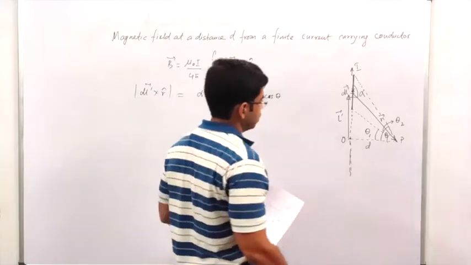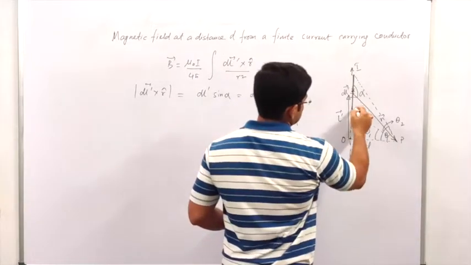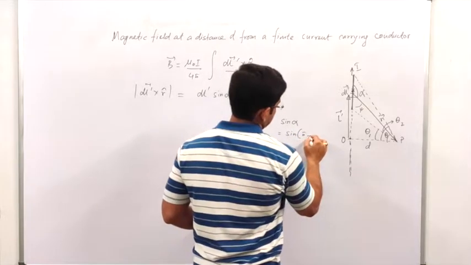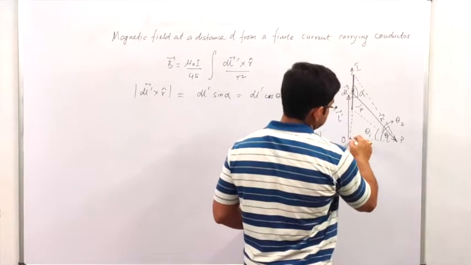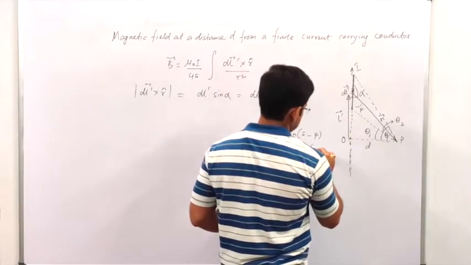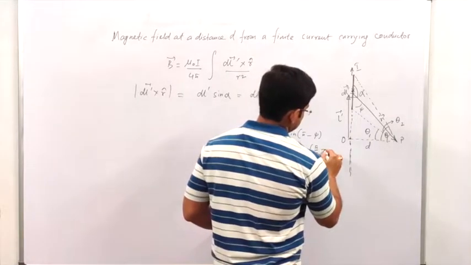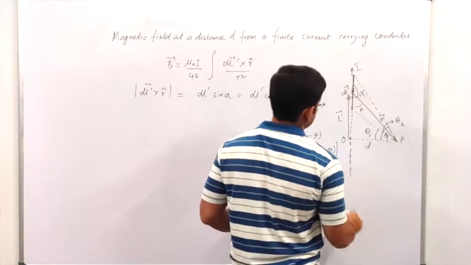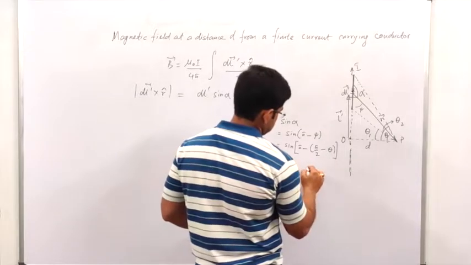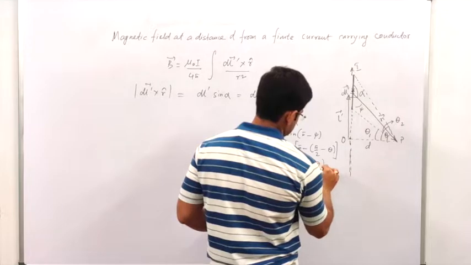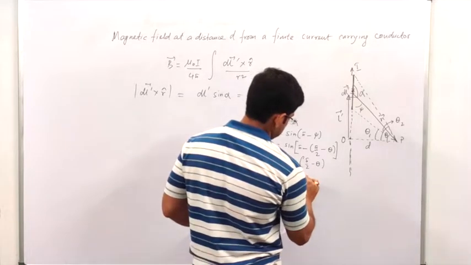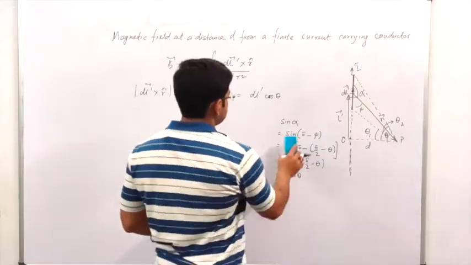Now why have I written cos theta? That is because sine alpha, say if this angle is psi, then sine alpha will be equal to sine of pi minus psi, and again from this triangle psi may be written as pi by 2 minus theta. So sin pi minus psi is sin psi, and sin pi by 2 minus theta is cos theta. So that is why we have written here dl prime cos theta.